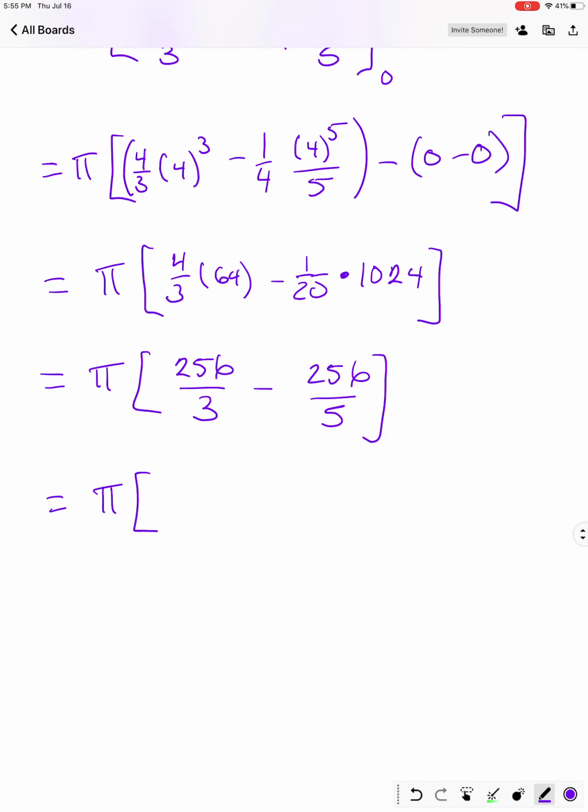Then when I simplify that, I get pi times, I have to find a common denominator, I get 512 divided by 15. And that's my final answer. We usually put that pi symbol constant second, so it's probably more familiar to write it as 512 divided by 15 times pi.